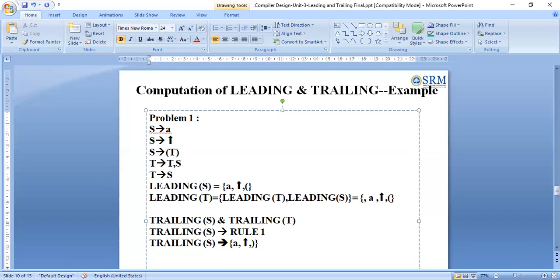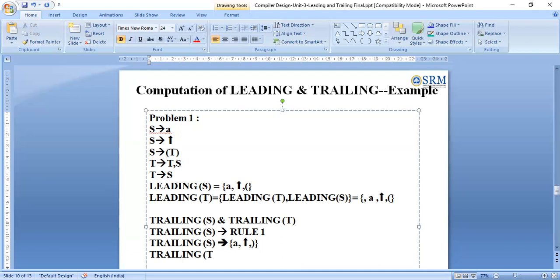Then as per rule 2, is anything there? Do you have any non-terminal symbol here? No. Non-terminal symbol at the right side? No, it is in the second position. We need the non-terminal symbol at the last position. Nothing is there. So trailing of s is this. It is finalized. Now we have to find trailing of t.